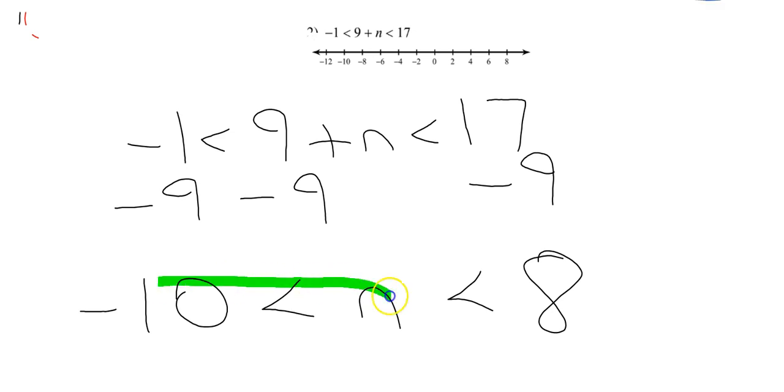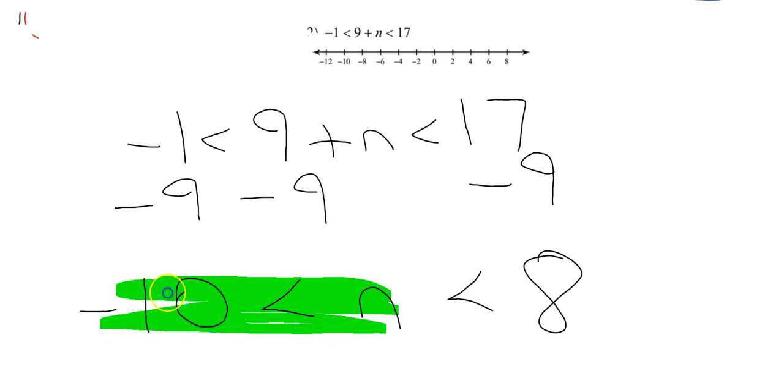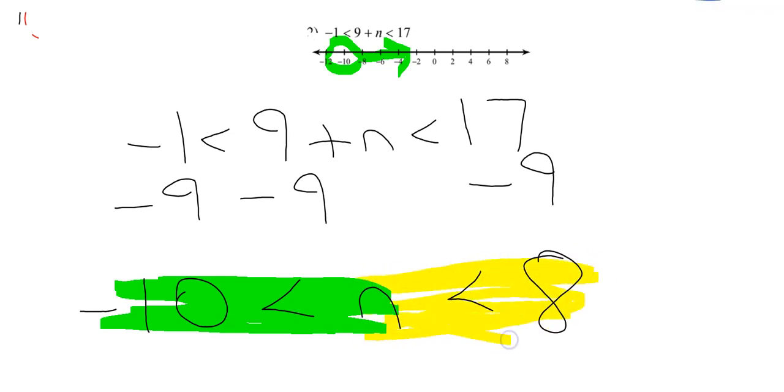So to graph these, I want to graph one section at a time. If negative 10 is less than n, that means that n is greater than negative 10. Put an open circle. It's going inside. And n is less than 8. Put an open circle on 8. Going inside. My solution is everything in this middle section.